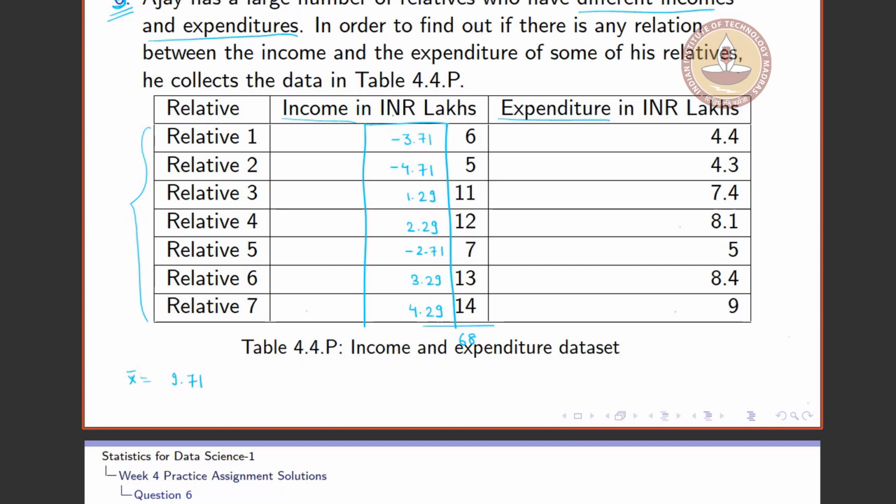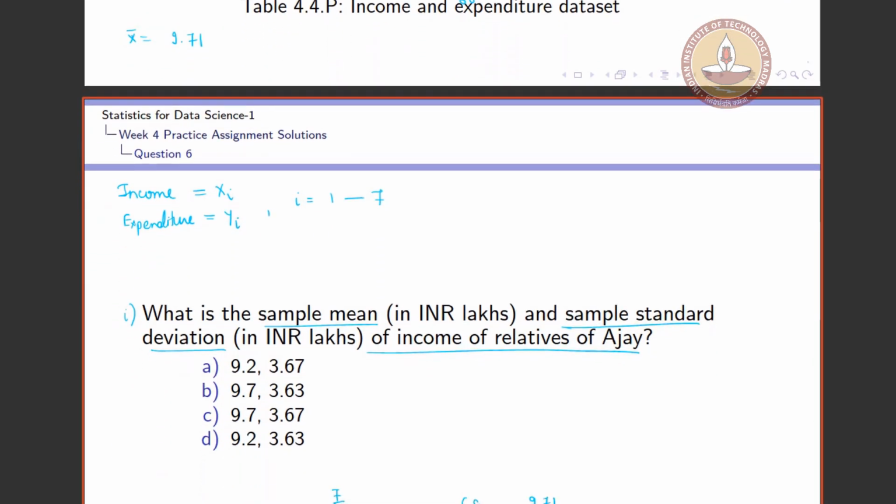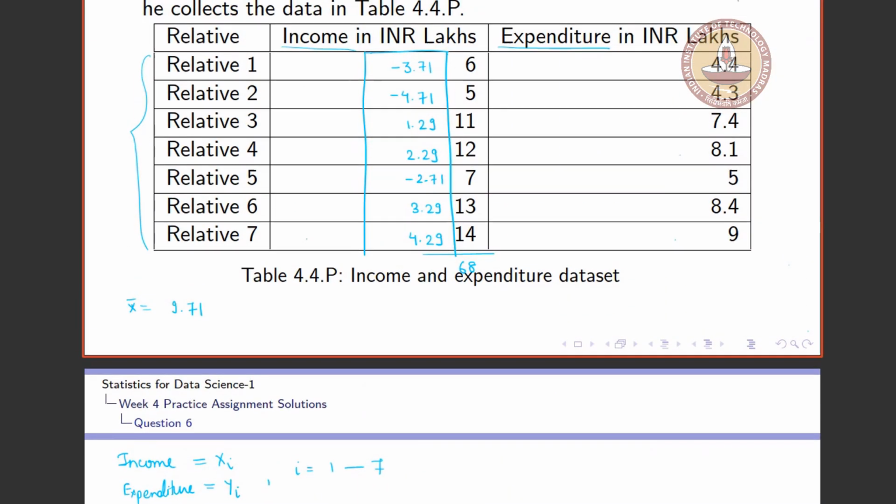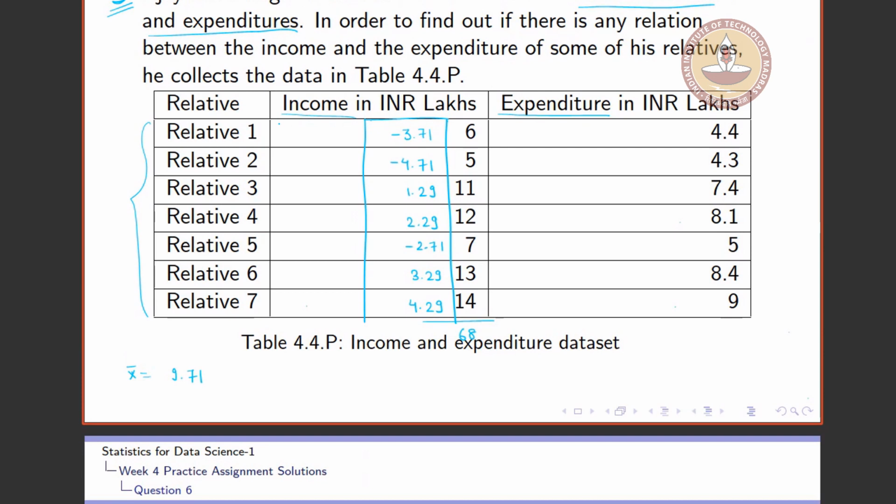Now let's find the squared deviation, because we have to find the squared deviation in order to calculate the sample standard deviation. So this is minus 3.71 square, that is equal to 13.676, 22.18, 1.66, 5.24, 7.34, 10.82 and 18.40.